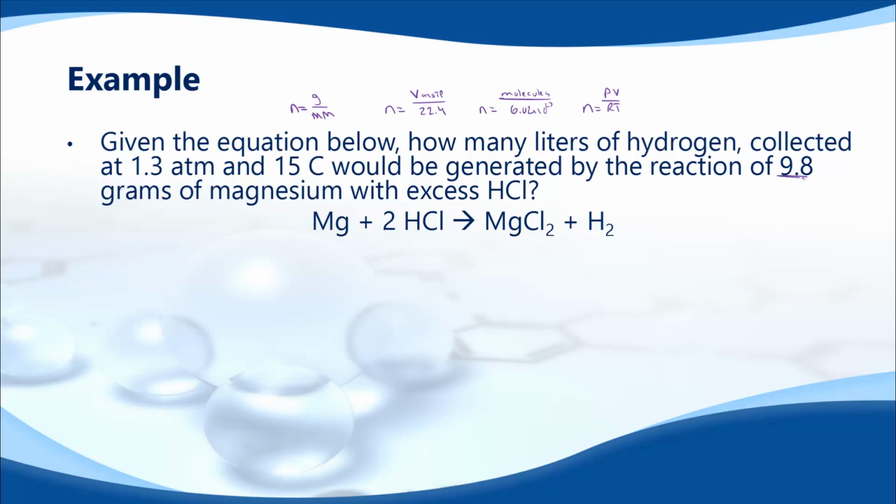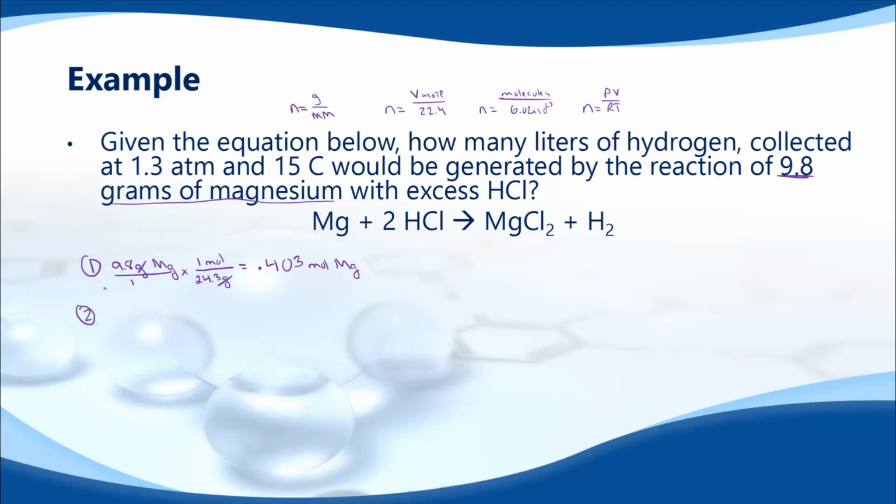So let's see if we can use our grams here. And it just so happens, 9.8 grams of magnesium. So we can turn that into moles because we know that. So our first step is we have 9.8 grams of Mg. We want to turn that into moles, so 1 mole of magnesium is 24.3 grams. And that gives us 0.403 moles of Mg. Right, so that's our first step, convert to moles.